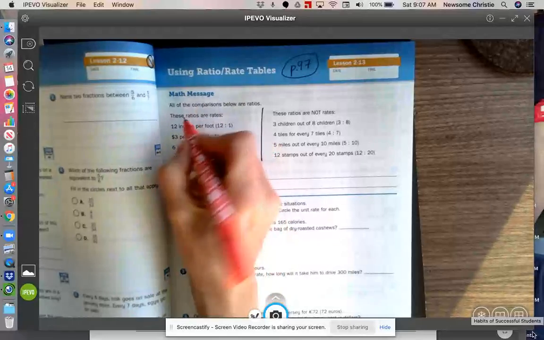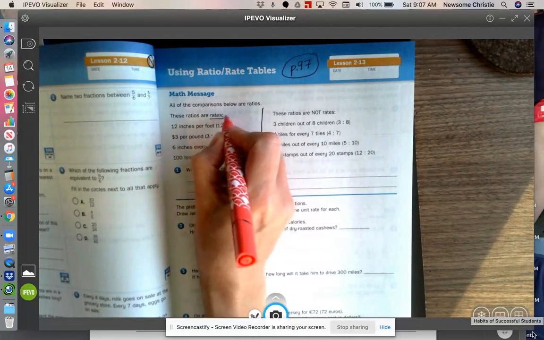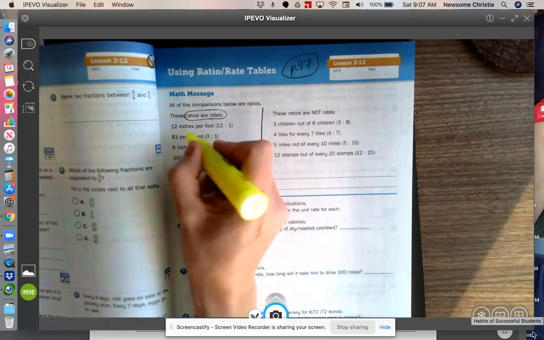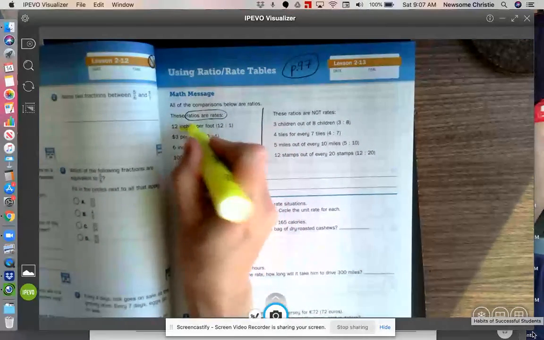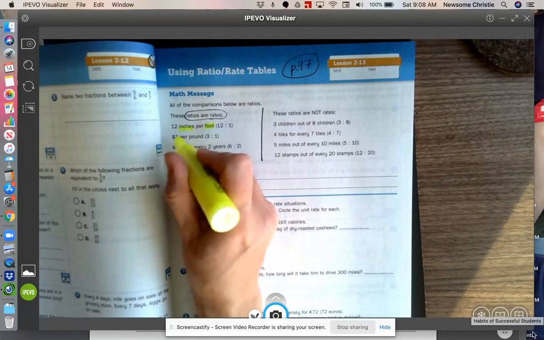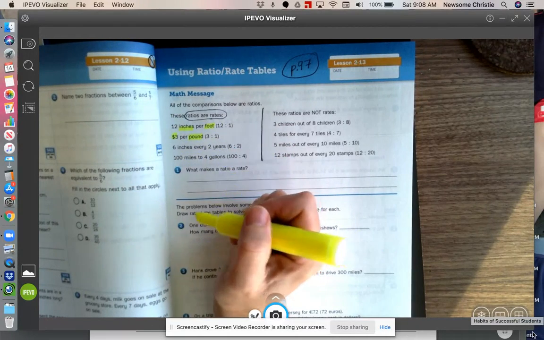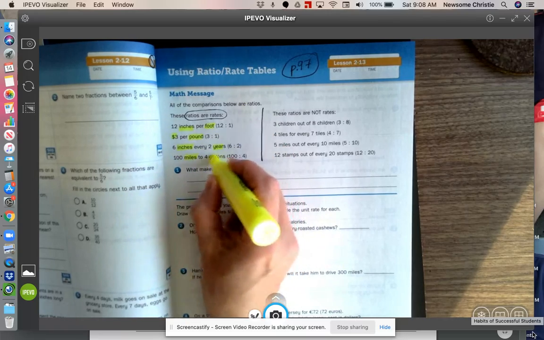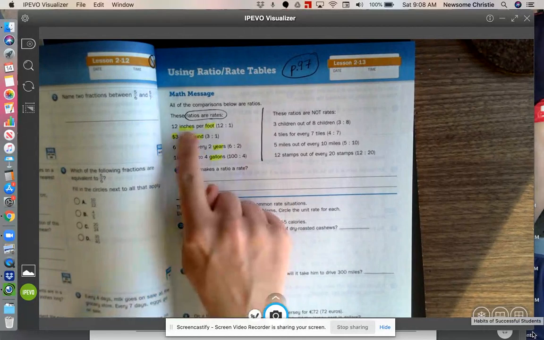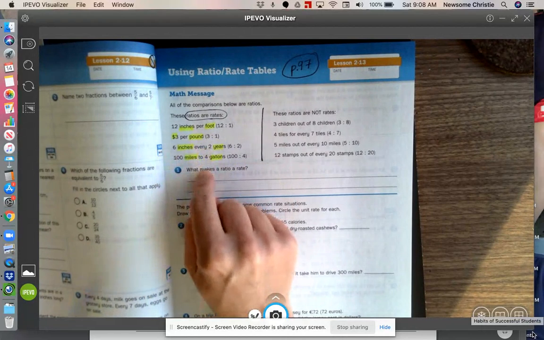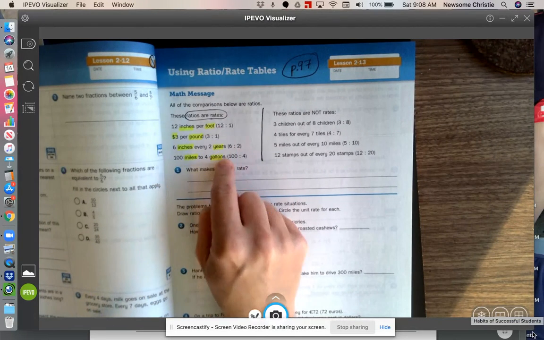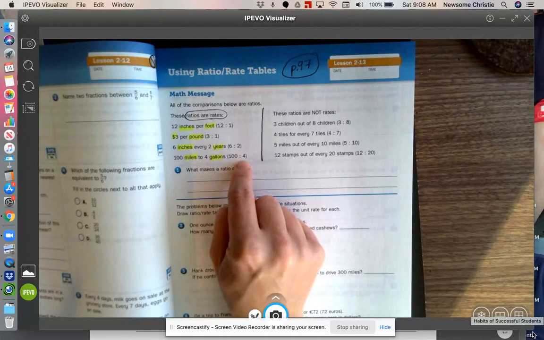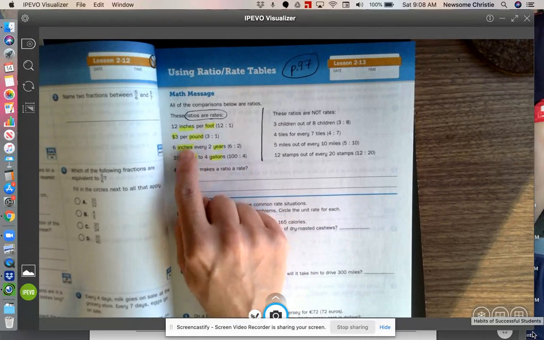So this side says these ratios are rates. Okay, so this side, these are rates. And if we see this, it says 12 inches per foot, $3 per pound, 6 inches every 2 years, 100 miles for 4 gallons. And you'll notice that I highlighted the units there because that's what I want you to pay attention to. All of those rates can be written as a ratio, 12 to 1, 3 to 1, 6 to 2, 100 to 4, but pay attention to the units.